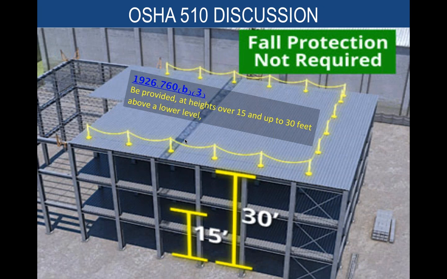OSHA also requires that training be provided on the proper use of each of the fall protection devices used at the work site. So if we're using retractables, we have to be trained on retractables. If we're using controlled deck zones, we have to be trained on controlled deck zones. If we're using shock absorbers and lanyards, we have to be trained on shock absorbers and lanyards. So whatever the hazard is or whatever the PPE is, we're going to have to be trained on it for that particular type of task.